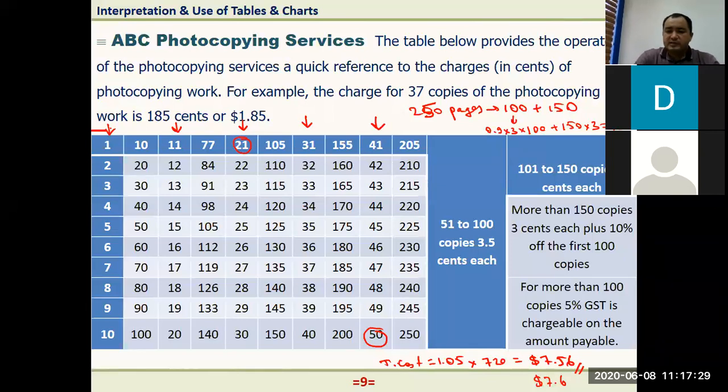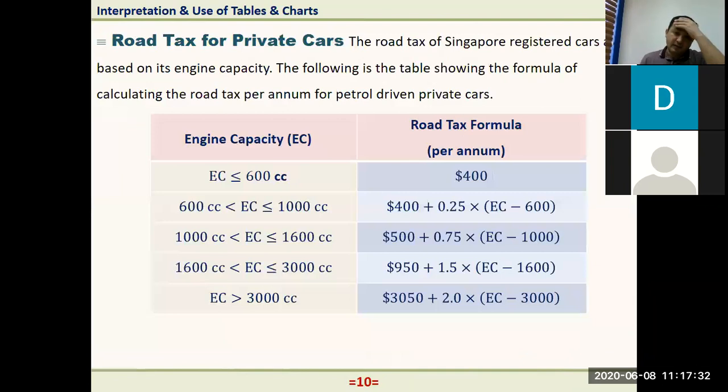Guys, that's all for how we understand photocopying services, okay? And the last one, one more thing, is road tax for private cars, okay? And we talked about this before. Again, here our purpose is to interpret and understand tables and how to use them in daily life. But the methods may be different. The calculation technique may be different depending on the countries, right? In Cambodia, it may be different, but in general, it is very similar, okay?